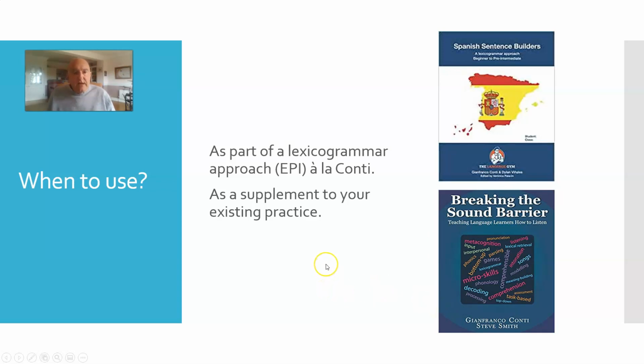So that was just a brief look at sentence builders. If you're new to them or haven't thought through yet, the role they could play in your teaching, and I hope you found that useful.